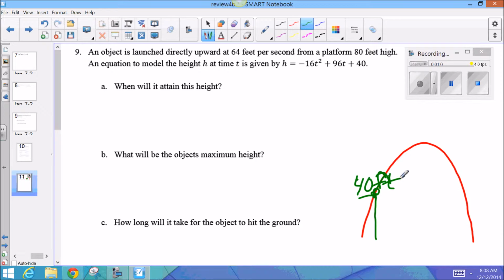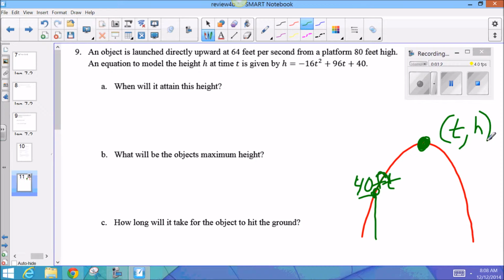The first question, when will it attain its height? Right here is the maximum height the object will attain. Well, that's the vertex, okay? And the height is going to be the y-coordinate. So the x-coordinate is time, and the y-coordinate is height.